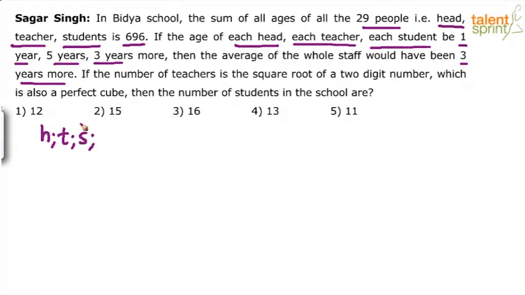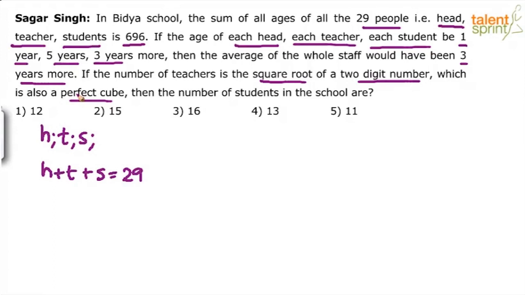So according to the question, there are 29 people. So can we say H plus T plus S equals 29? Yes. Total is 29. Now understand, look at the last part first. The number of teachers is the square root of a 2-digit number, which is also a perfect cube. I think the only value that is satisfying these conditions is 8, right?